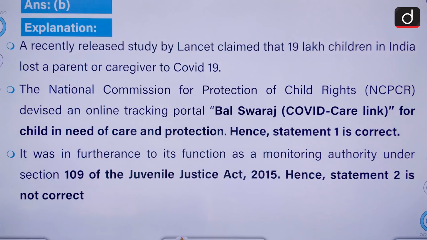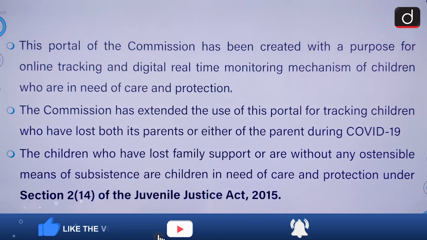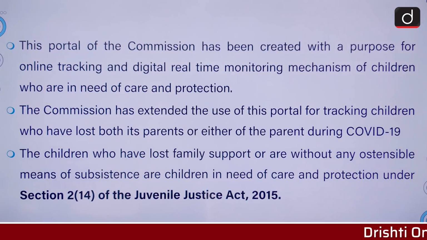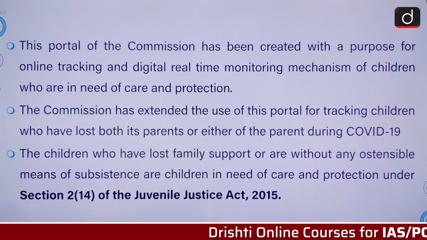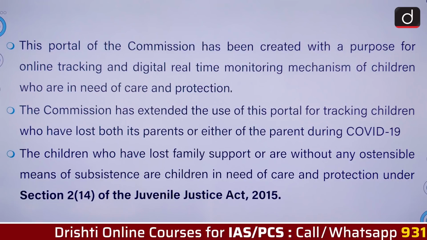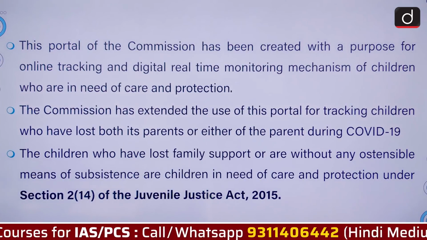It was in furtherance to its function as a monitoring authority under Section 109 of the Juvenile Justice Act of 2015. This portal of the Commission has been created with a purpose for online tracking and digital real-time monitoring mechanism of children who are in need of care and protection. The Commission has extended the use of the portal for tracking children who have lost both parents or either of the parents during COVID-19. The children who have lost family support or are without any ostensible means of subsistence are children in need of care and protection under Section 2, Clause 14 of the Juvenile Justice Act 2015.